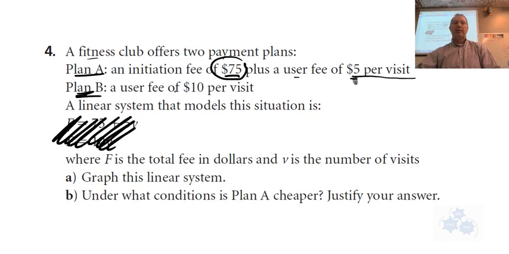So plan B says you don't have to pay the upfront fee, but you have a fee of $10 for every visit. So it's a little bit more expensive every time you go, but you don't have this big upfront fee. So the question would be, let's try and figure out what these plans actually look like over time. It says graph this, and then it says under what conditions is plan A cheaper?